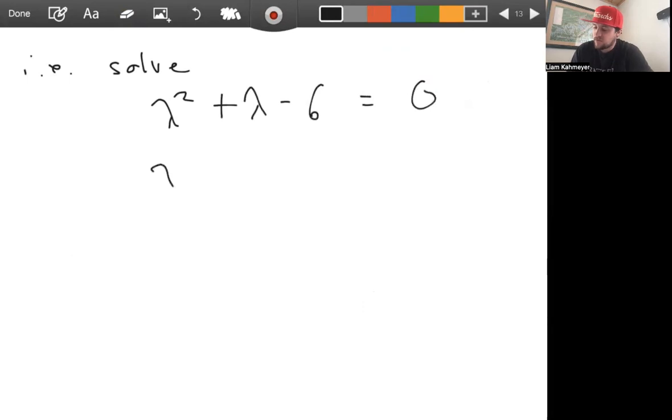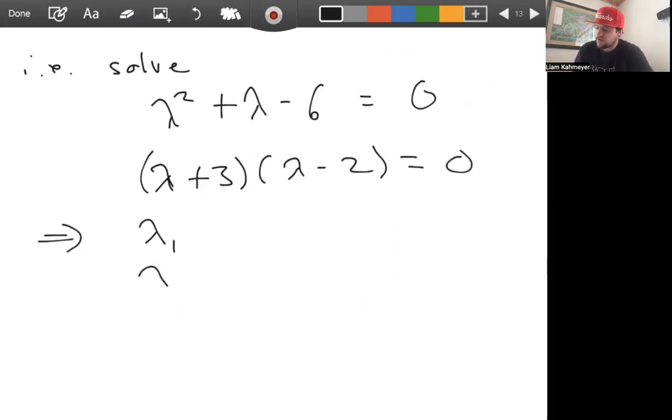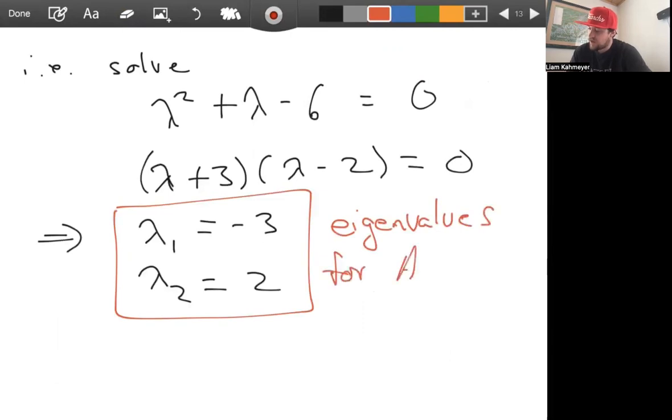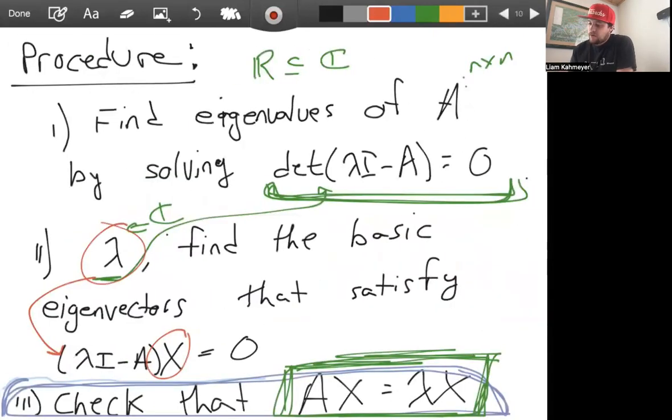This factors nicely, which will not always be the case. It factors to lambda plus 3 times lambda minus 2 equals 0, which means we have two solutions: lambda 1 equals -3 and lambda 2 equals 2. These are the eigenvalues for the matrix A, which was -5, 2, -7, 4. Awesome. So we found the eigenvalues, completing step 1 of our procedure by solving the determinant of lambda I minus A equals 0.